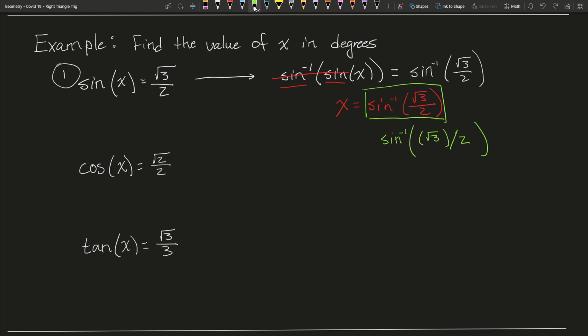And then once you have that typed out, you hit enter, and then you should get 60. And if you don't, if you get some decimal, we need to change the mode. So you'd hit second, and then, oh wait, not second. You just hit mode, scroll down to radians and degrees, and we want degrees.